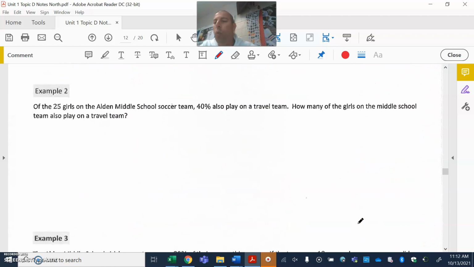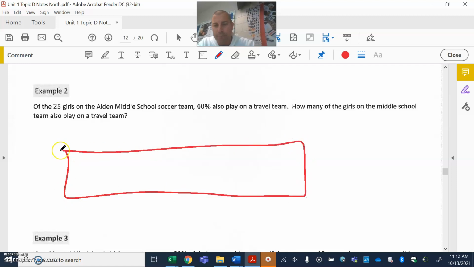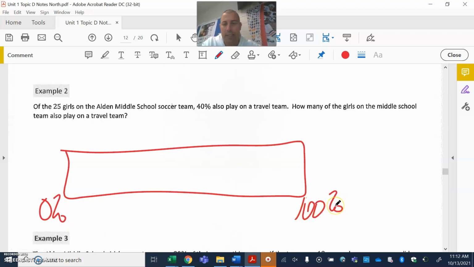So here's example 2. Of the 25 girls on the middle school soccer team, 40% also play on a travel team. How many of the girls on the middle school team also play on a travel team? Okay. So we're back to it. Same things that we know always, as low as 0%, as high as 100%, as low as 0 girls. Okay, so again, the 25 girls on the soccer team, is that the part or is that the whole? Well, that is the whole amount. So it matches up with the 100.